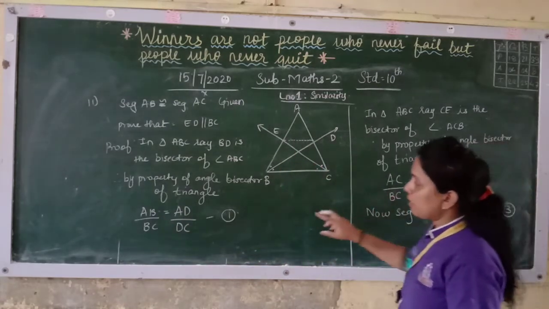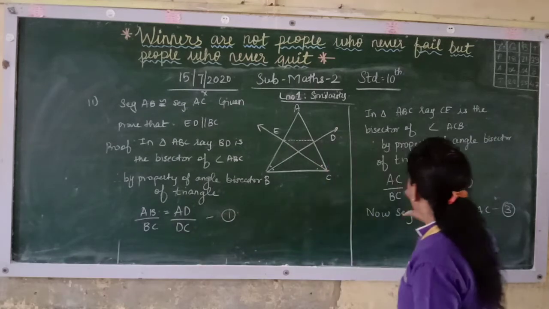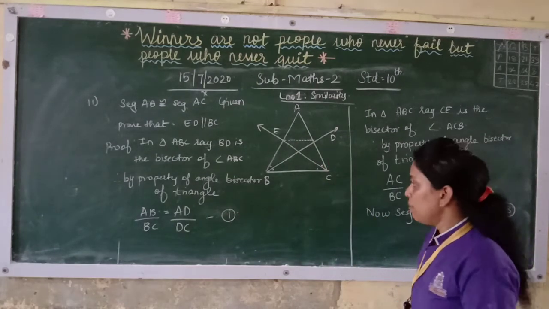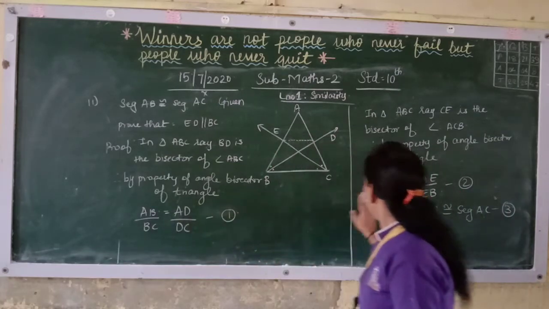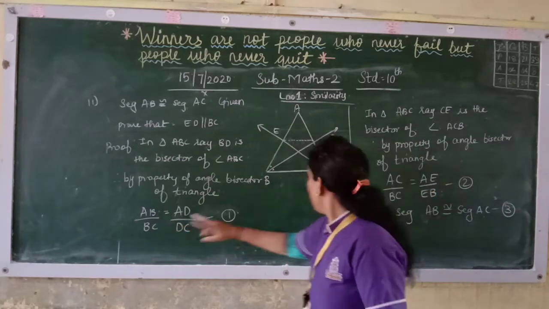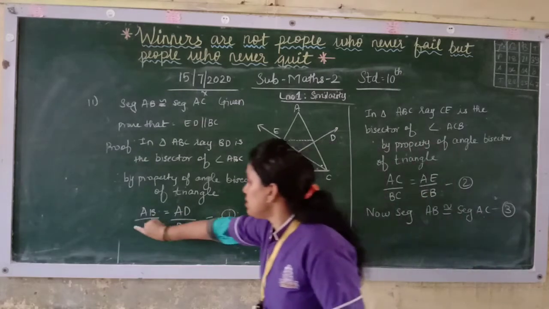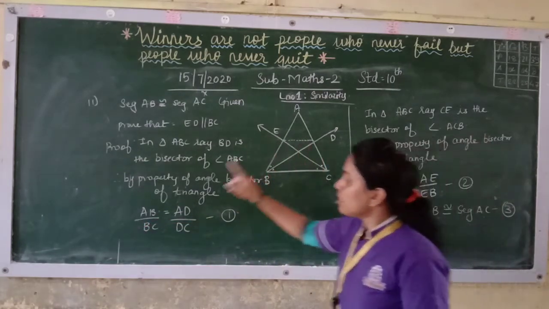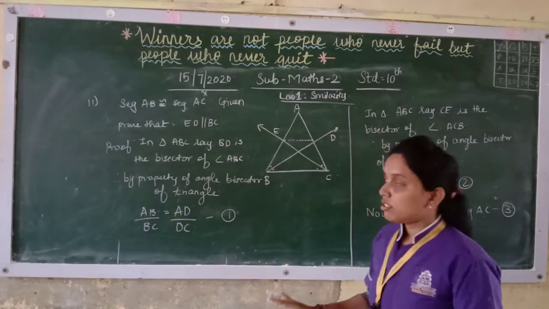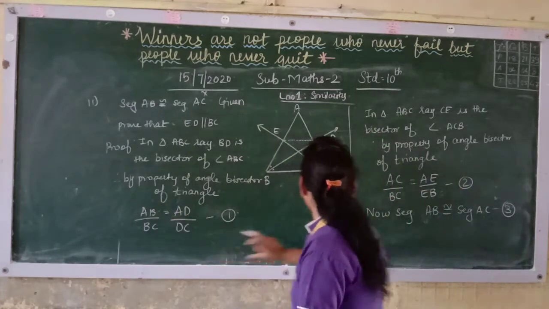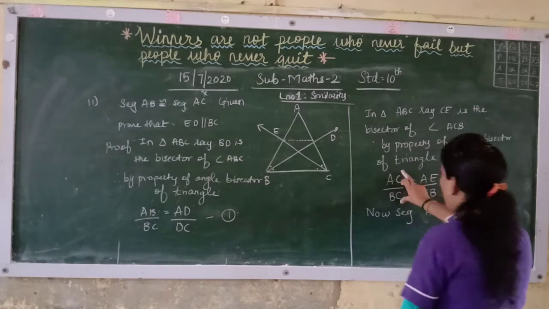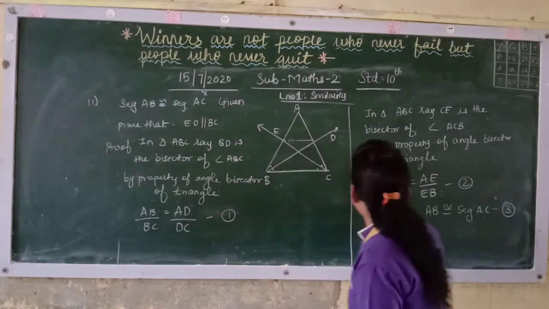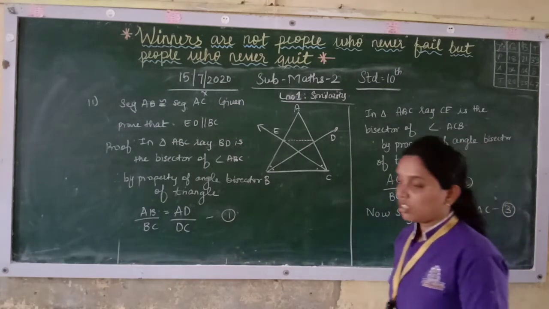If this part is equal, then AD upon DC will be equal to AE upon EB, because they have given that AB is equal to AC. This part is the same, because downside also it is BC only, that is same, and they have given that AC is equal to AB, so that is also same. So this part is equal to AC upon BC. As this is equal, the other side will also be equal to each other.